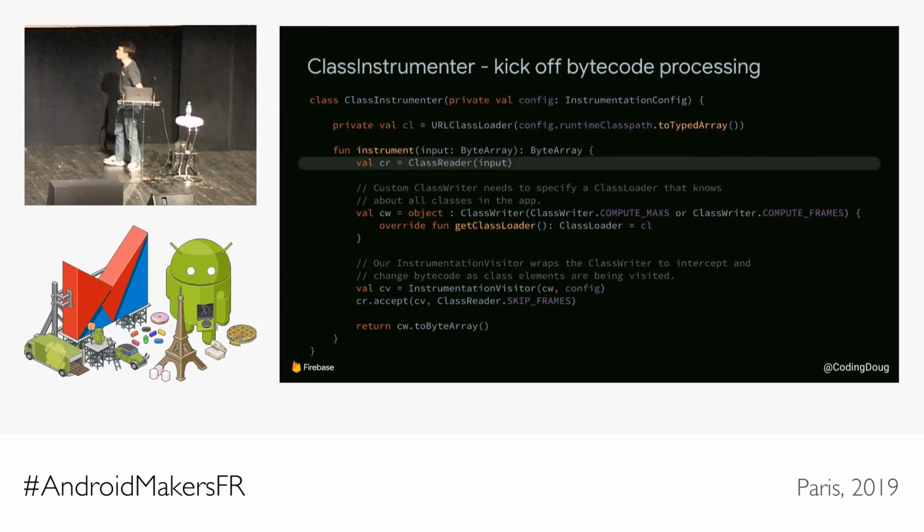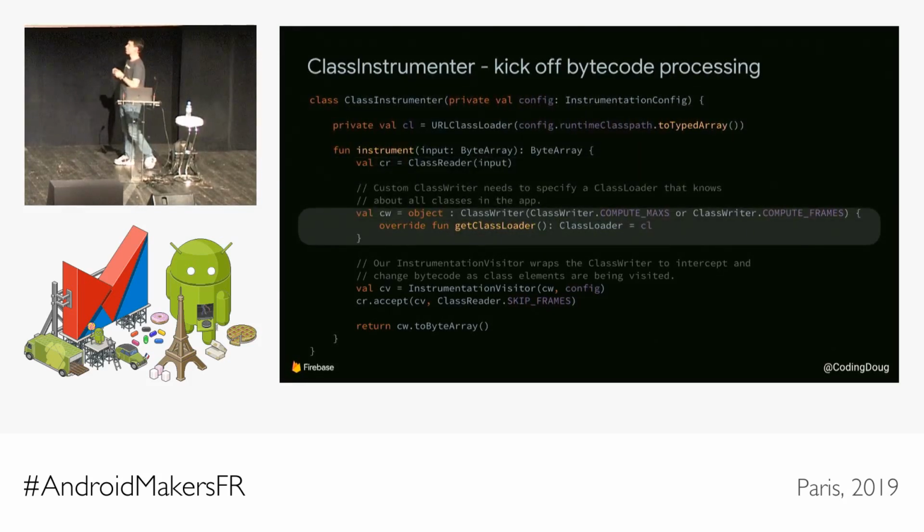So ASM provides a utility that lets you basically parse all of that information out of a class file, and your visitor will get called in response. Then I need to create a class writer, and this is kind of an inline class. The object colon is saying I'm creating a new subclass right here inline. It's going to provide a class loader.